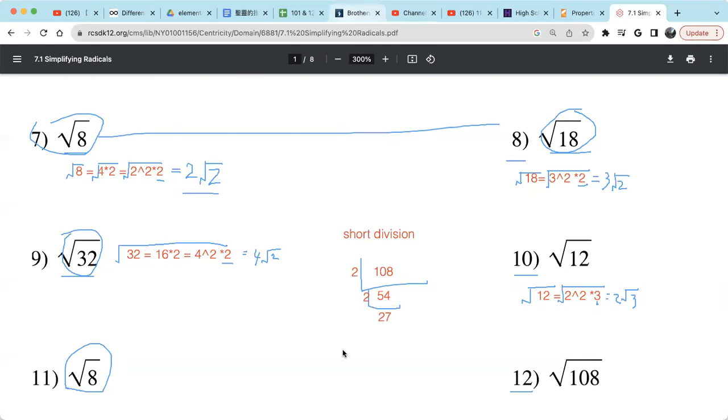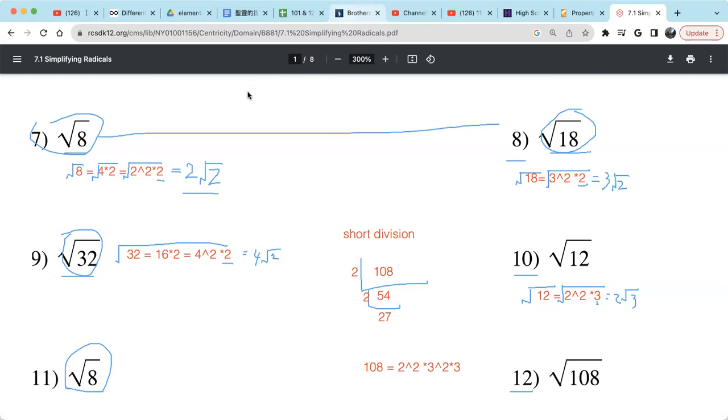27 is easy to see. 27 is 3 cubed. So we write 108 as, let me write down a little bit lower, 108 equals 2 squared times 3 squared times 3.